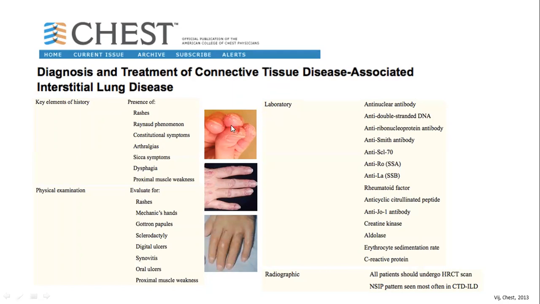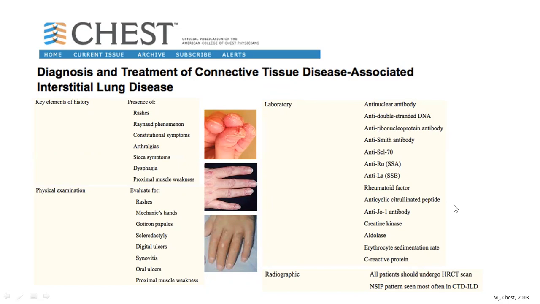So this is mechanics hands. The hands get really dry and cracked, and then the cracks get kind of dirty, so they look like a manual labor or mechanics hands. This isn't showing up that well, but these are Gottron's papules. They're on the extensor surfaces of the fingers. They're purpley violaceous nodules and plaques on the hand. And then sclerodactyly is tight skin on the hands that can lead to deformation of the fingers.